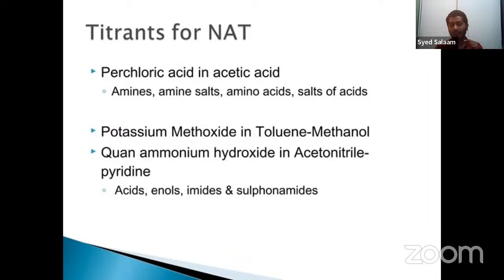Potassium methoxide in toluene-methanol is used. Quaternary ammonium hydroxide is used because it is basic. You can see quaternary ammonium hydroxide in acetonitrile and pyridine; it is basic in nature. It is used for the leveling effect for acids, enols, imides, and sulfonamides. So that is the reason we use this non-aqueous titration.